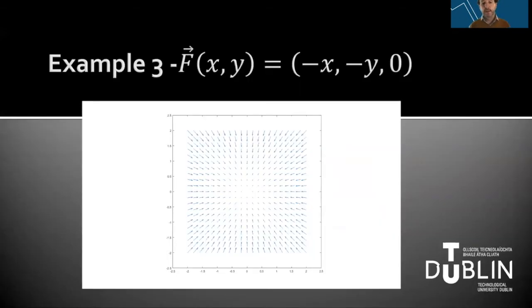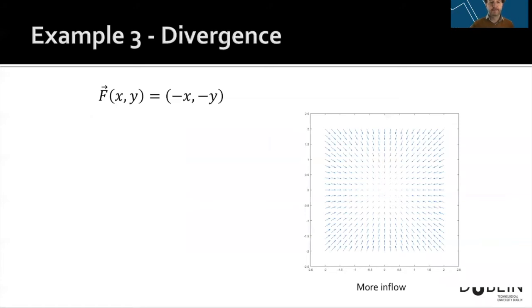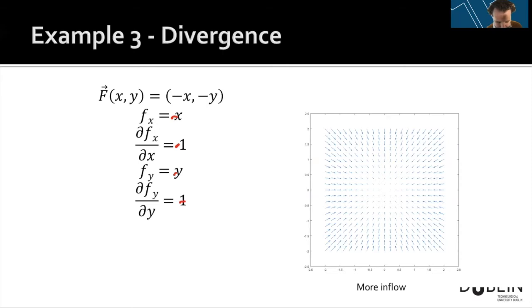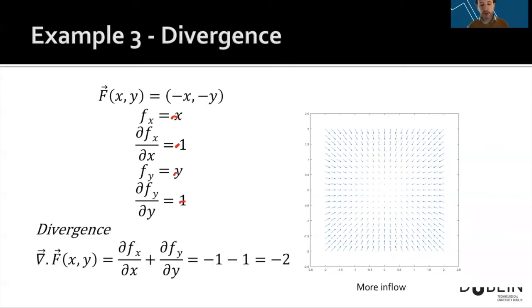Our next example. You see it, and you're automatically drawn to the middle. Everything's just flowing into the middle. It's contracting. So let's see the mathematics. Fx is equal to, that should be minus x. The derivative of that is minus 1. Fy, that should be minus y. The derivative of that is minus 1. And so our divergence is minus 2, which means there's inflow. So the plus means expansion, minus means contraction. That's it. Nothing more interesting than that.